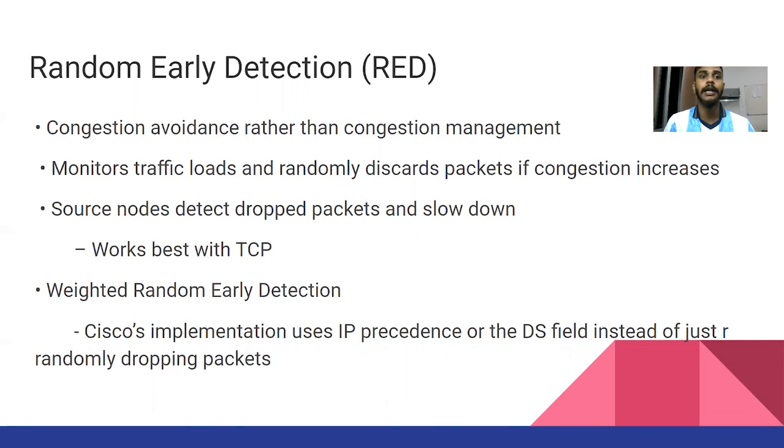Next is random early detection, also known as RED. It is congestion avoidance rather than congestion management. So in RED, they prefer to avoid congestion. It monitors traffic loads and randomly discards packets as congestion increases, so source nodes detect the dropped packets and slow down. It works best with TCP. There is also weighted random early detection.